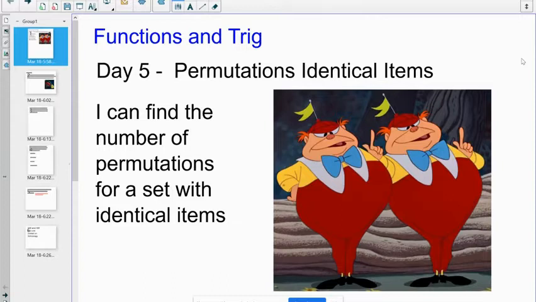Now today we are starting week 2. And today with that we are starting day 5, permutations of identical items. The objective today is finding the number of permutations for a set with identical items. This is just kind of a branch off of what we learned in the previous week, so it's just going to keep building off of one another.